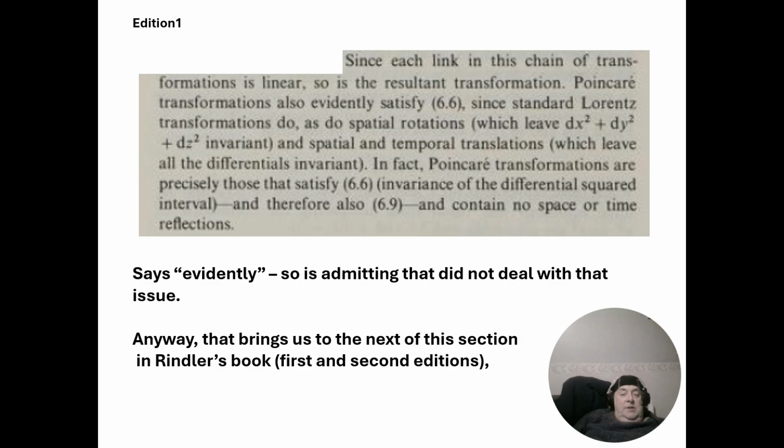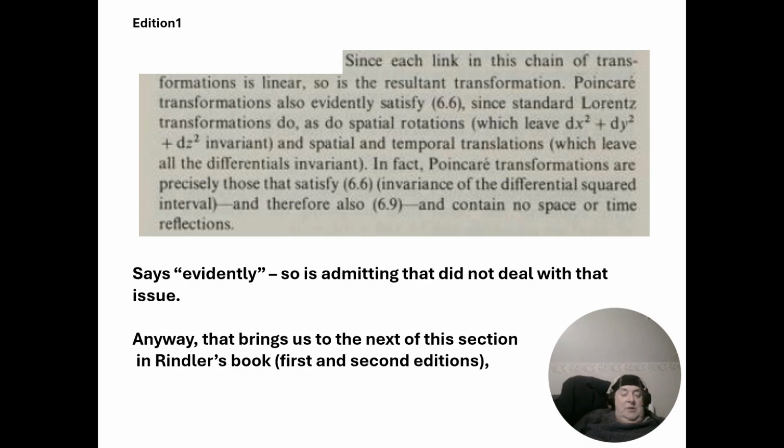Carrying on with edition 1, it says, "Since each link in the chain of transformations is linear, so is the resultant transformation. Poincare transformations also evidently satisfy equation 6.6, since standard Lorentz transformations do." And so when it says evidently, it's presumably admitting it did not deal with that issue earlier. It's just making out that it's evidently what happens, even though it does not go into details about that.